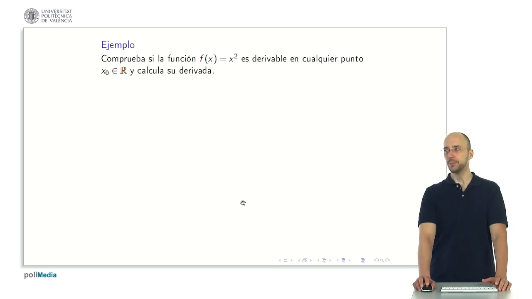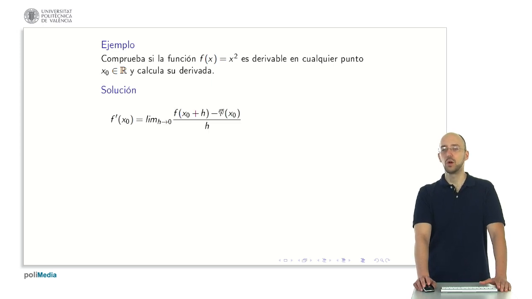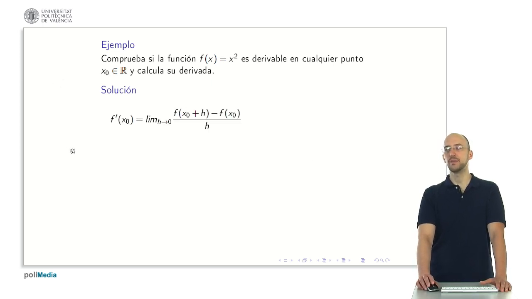Perfect. Let's see another case. What happens when I consider the function f of x equal to x squared? Is this function derivable at any point, and what is its derivative? Let's have a look at it. We take again exactly the same definition that we have chosen at the beginning.